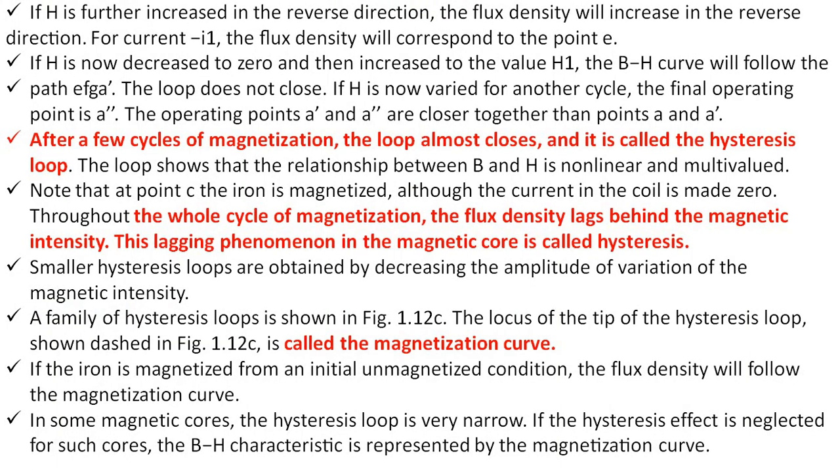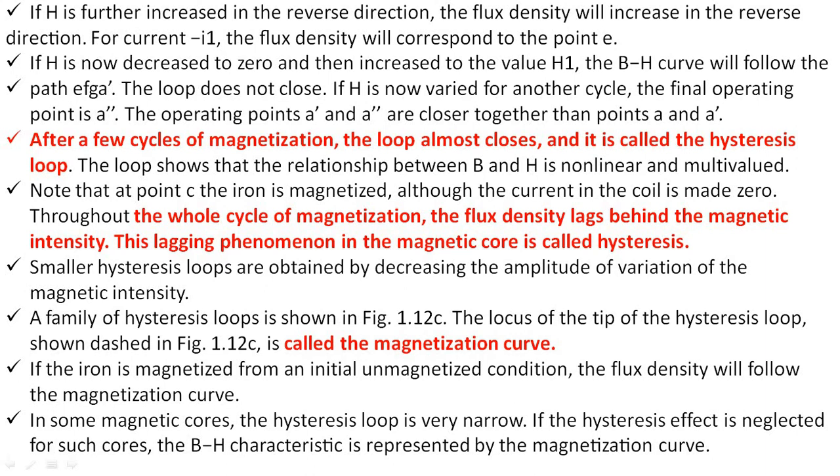If H is further increased in the reverse direction, the flux density will increase in the reverse direction. If H is now decreased to 0 and then increased in value, the BH curve will follow the path EGA, as already mentioned in the diagram. The loop does not close. If H is now varied another cycle, we reach a final operating point A.